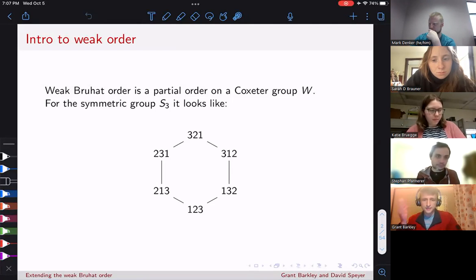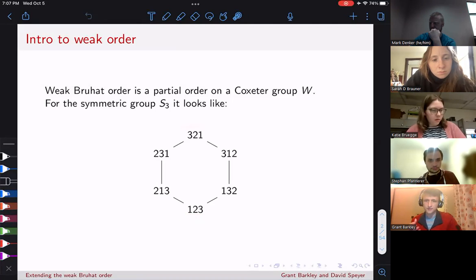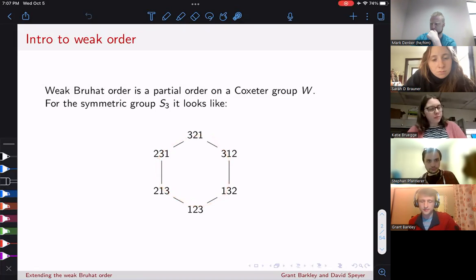For the symmetric group S3, this is the partial order. This is the Hasse diagram of it. At the bottom, we have the identity permutation, and at the top, we have the permutation that reverses everything. And we have two chains going up from the bottom to the top.